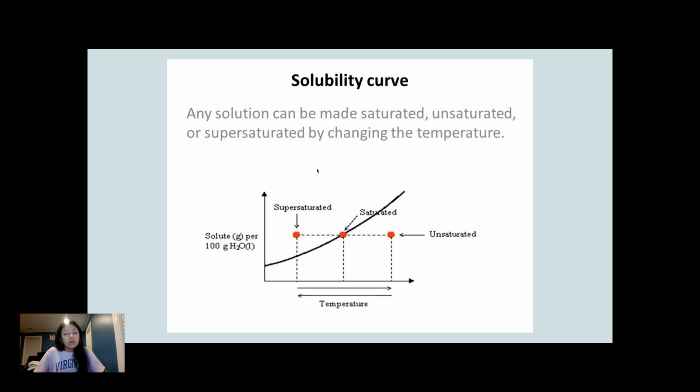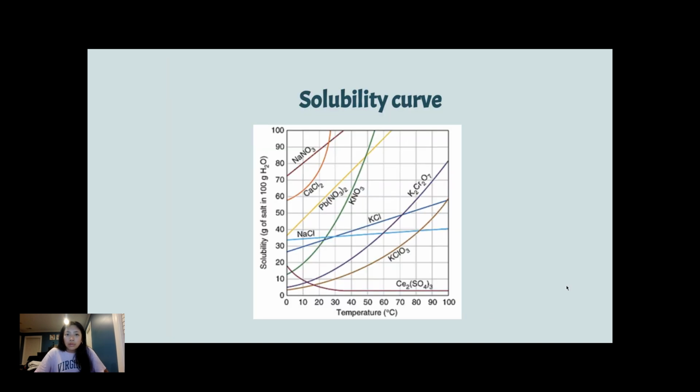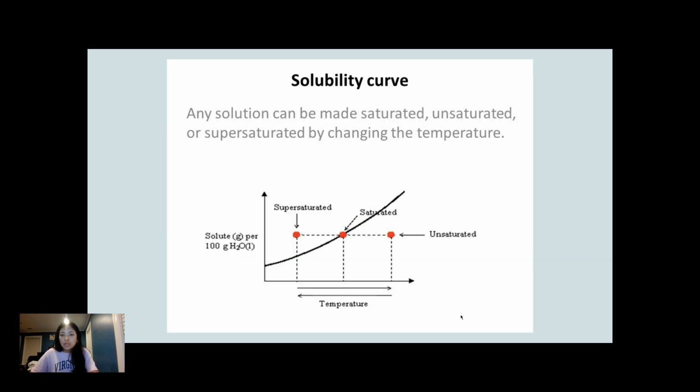You could also need to understand when something is saturated, unsaturated, or supersaturated on a solubility curve. So you're going to follow the line of the curve, similar to the line over here. This is the trend. If the dot is above the line, it's supersaturated. If the dot is on the line, it's saturated. If the dot is below the line, it is unsaturated.